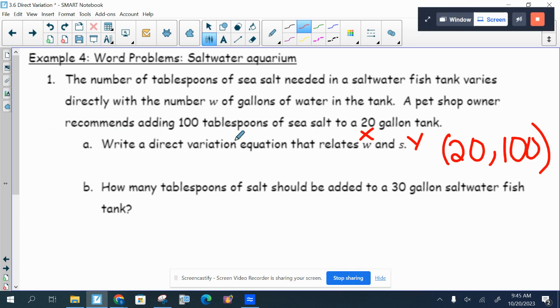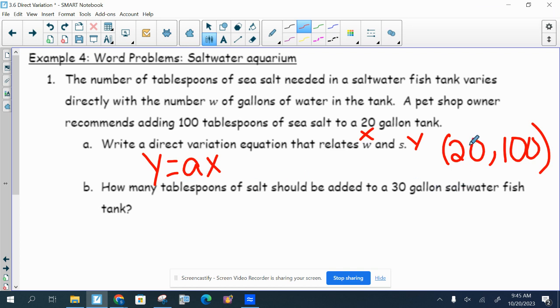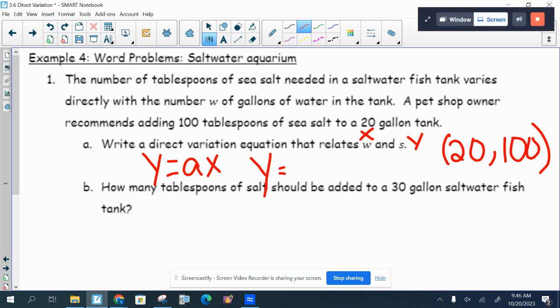And to write a direct variation equation, we need to know what the A is or what the slope is. So let's think. The A is basically just the number that you're multiplying 20 by to get 100. So what is the A in this case? Michael? 5. Yeah, 5. 20 times 5 is 100. So y equals 5x would be the equation.